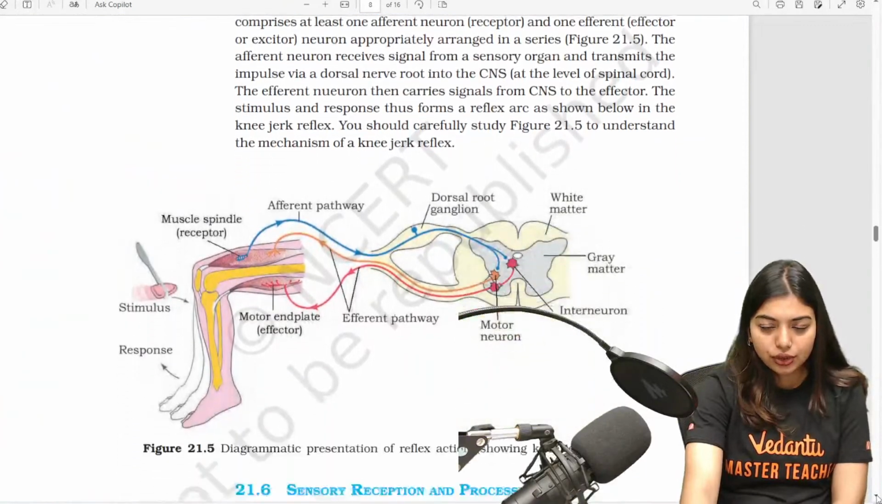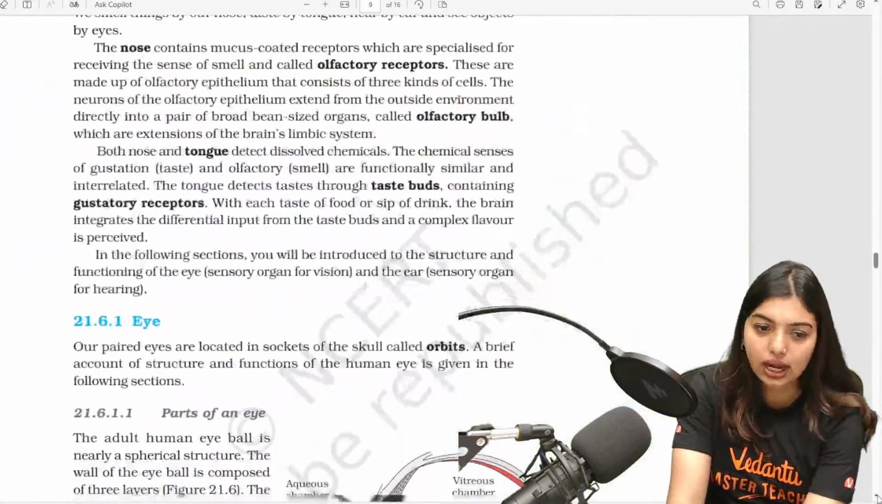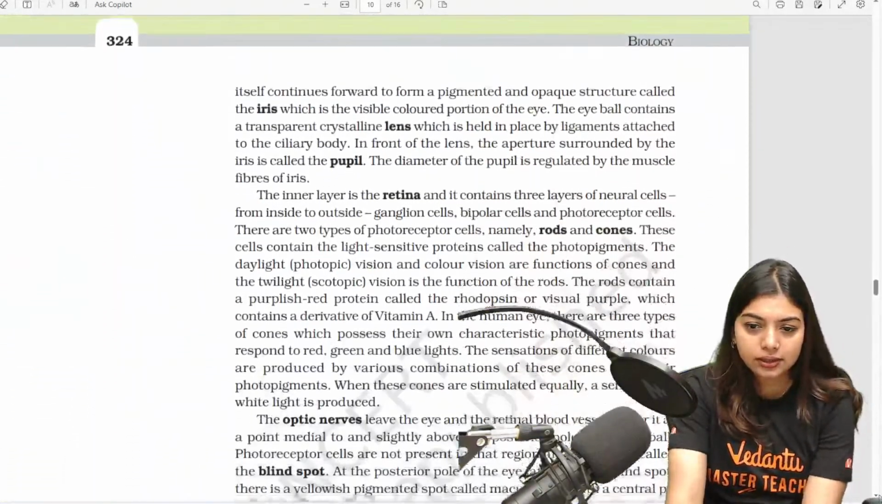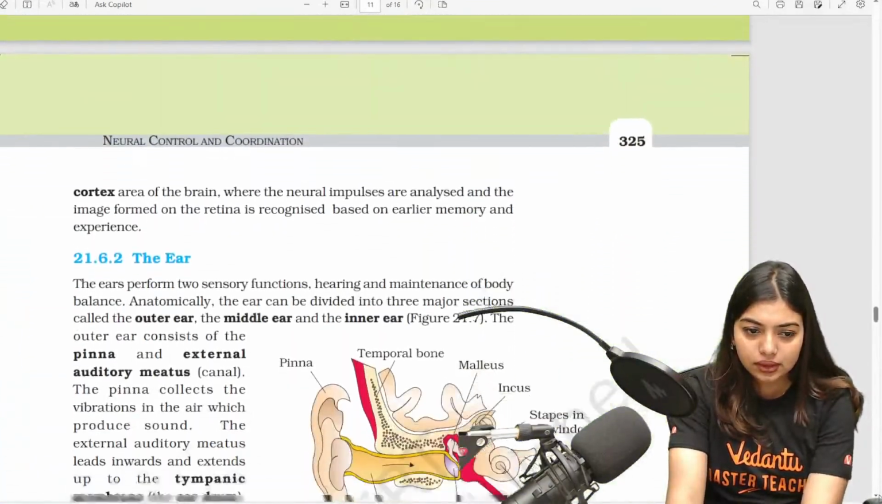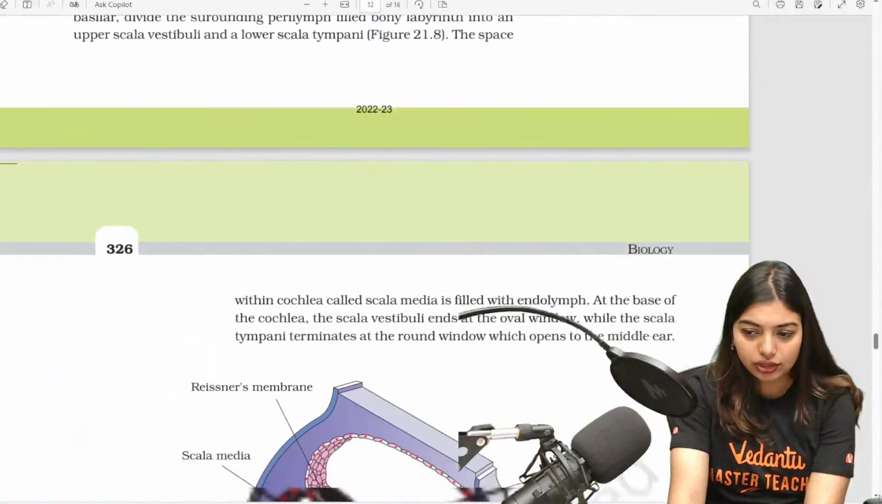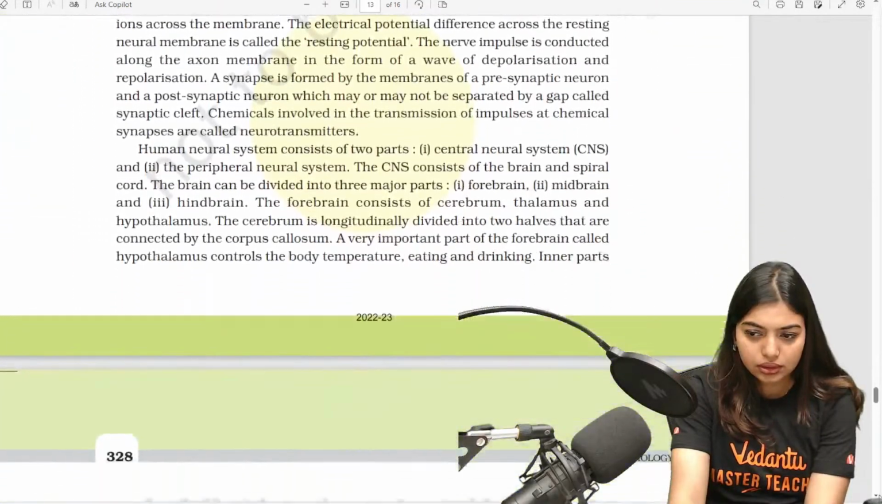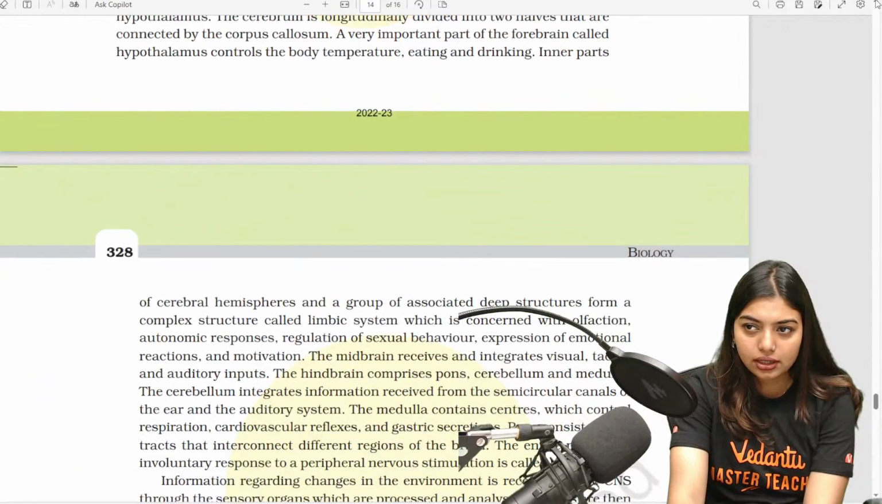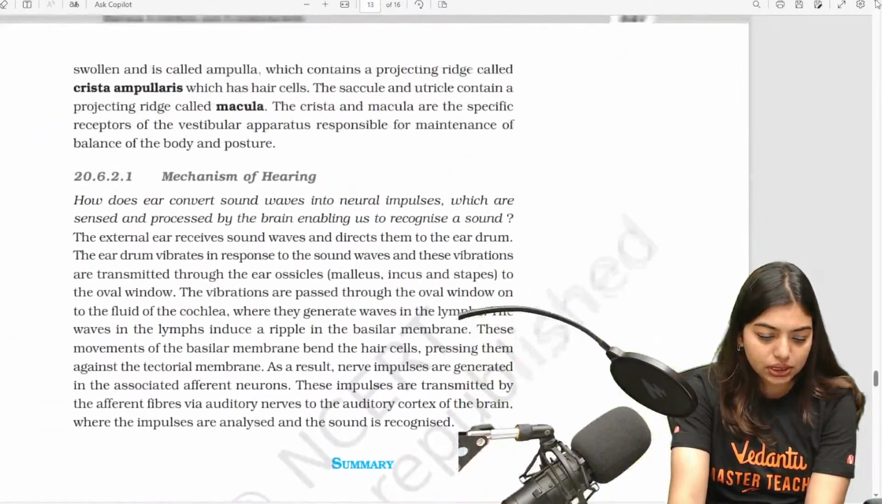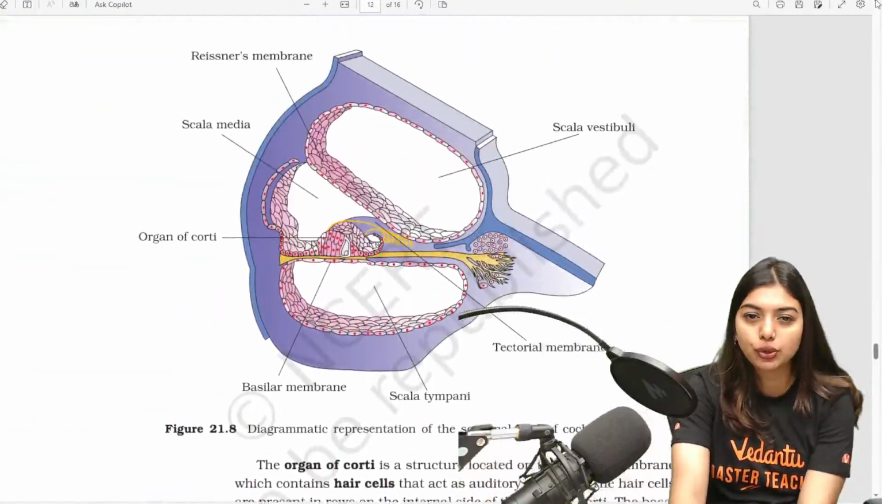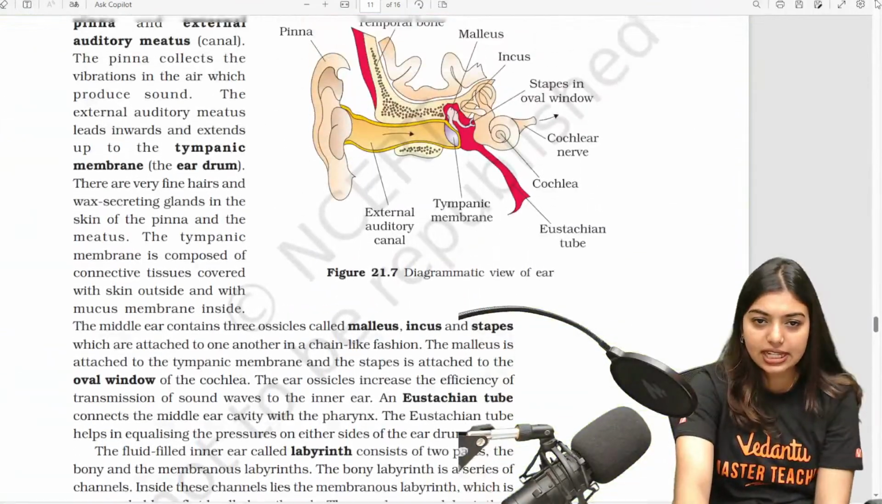This is not there for you guys. Reflex arc is not there, eye is not there, ear is not there. All this is not there for you. None of this is there. So we have almost completed. Obviously, I have not taught you in detail. I have taught you just at NCERT level.